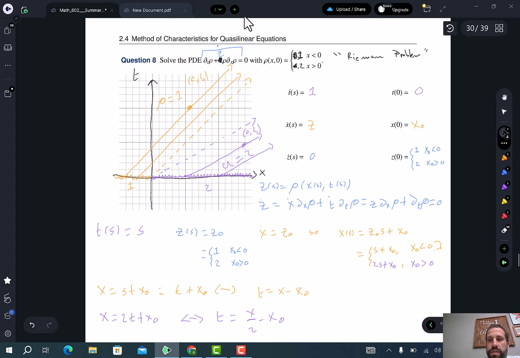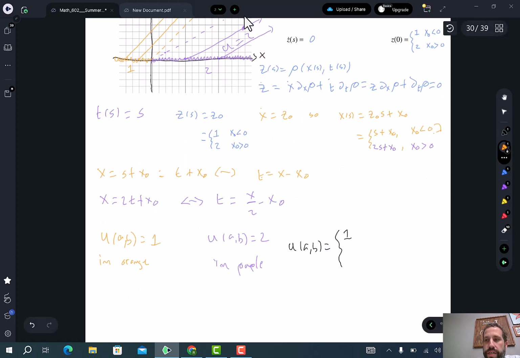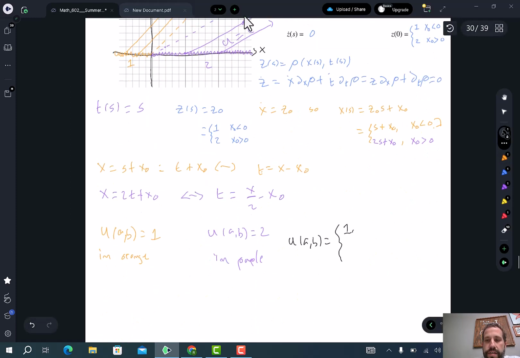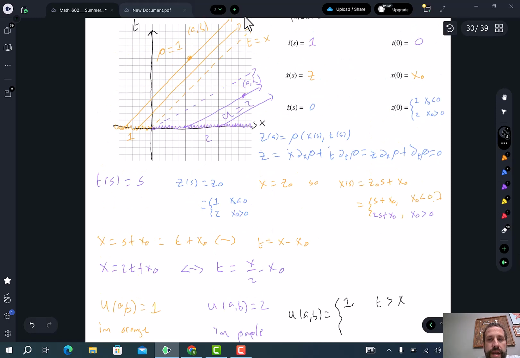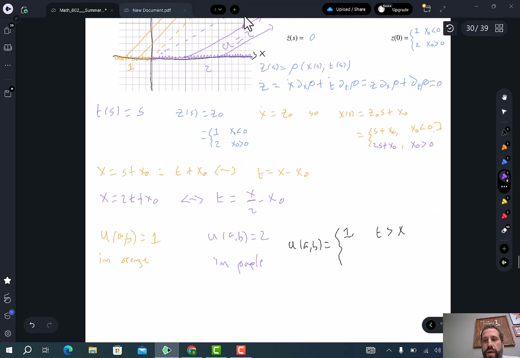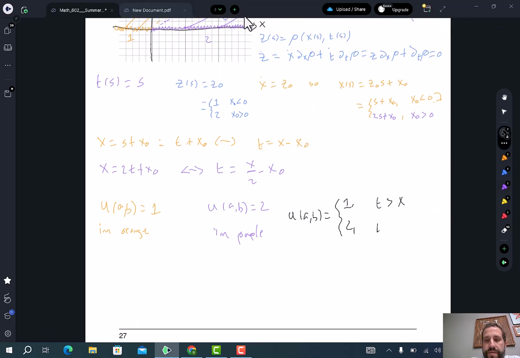This orange dashed line right here is t equals x, and so I know the solution is going to be 1. How can I write that orange region? That orange region is going to be t greater than x. So I know it's going to be 1 when t is greater than x. If I'm in the purple region right here, this purple dashed line is t equals x over 2, and so it's going to be equal to 2 if t is less than x over 2.